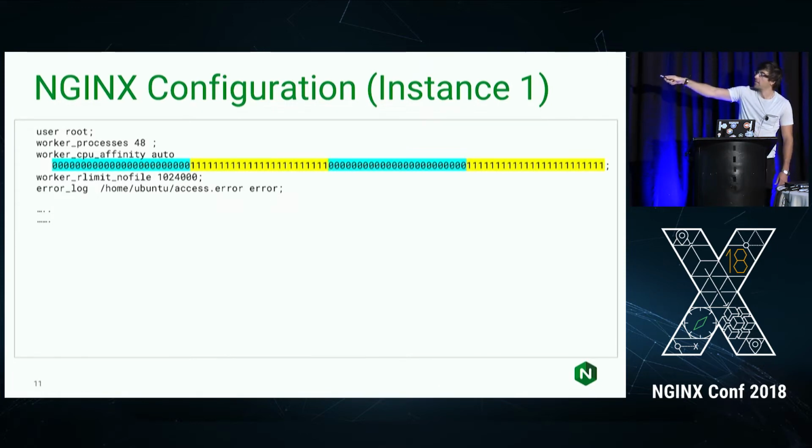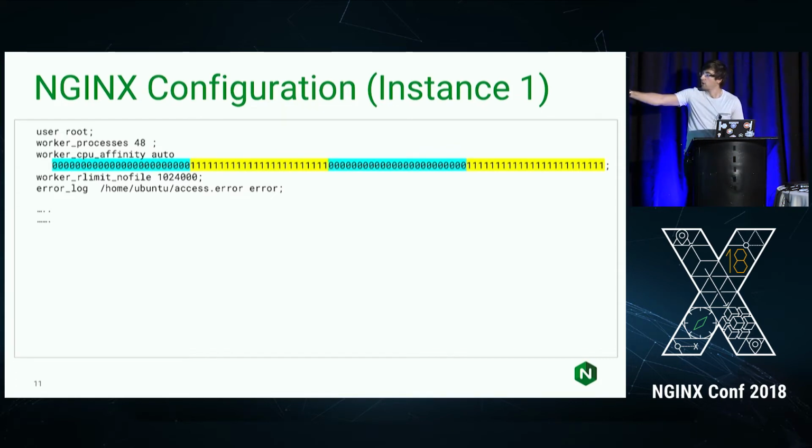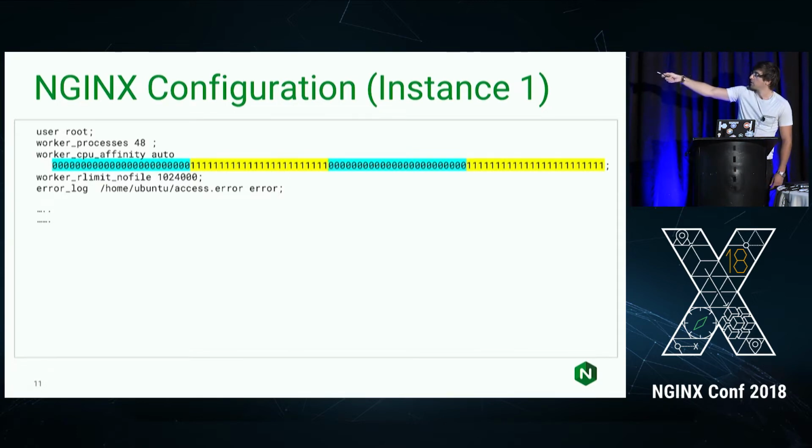This is the NGINX configuration of the first instance. I have 48 worker processes because I have 24 cores and 48 threads per socket. Over here, I'm binding the first 24 cores from right to left on CPU node 0, and the remaining 24 virtual cores on CPU node 0 as well. And that is how we bind it to CPU node 0.